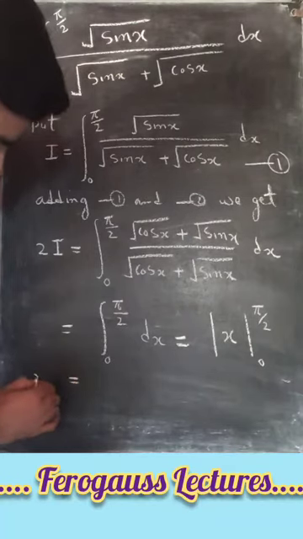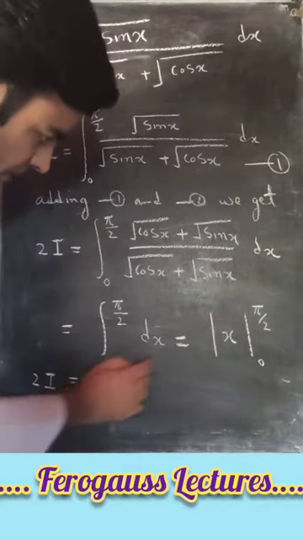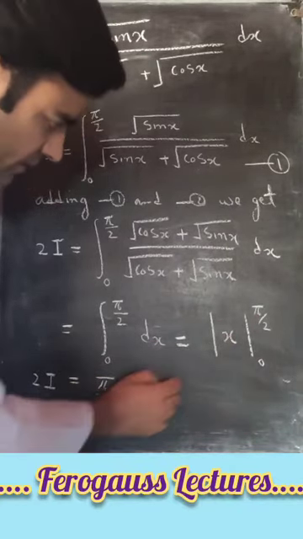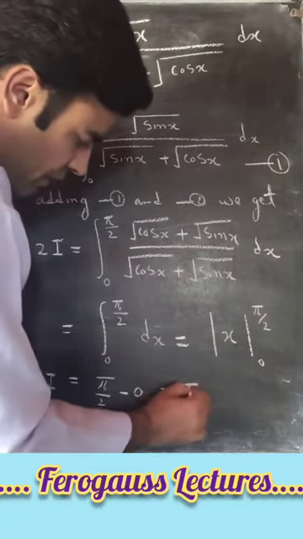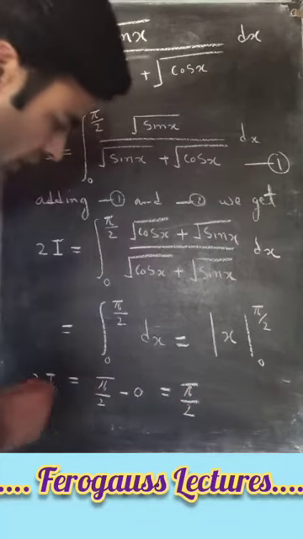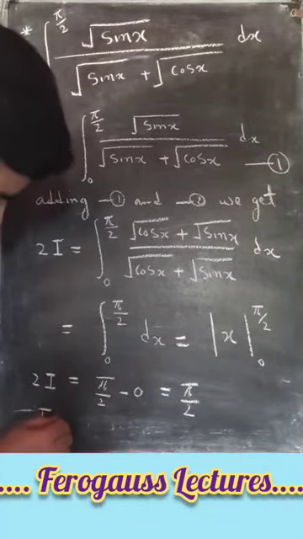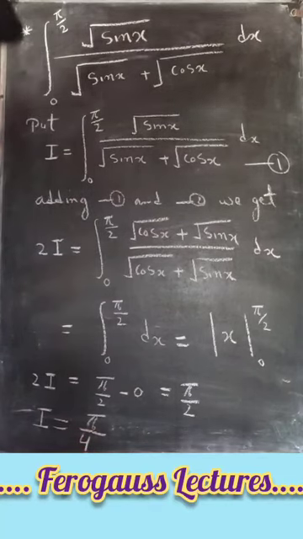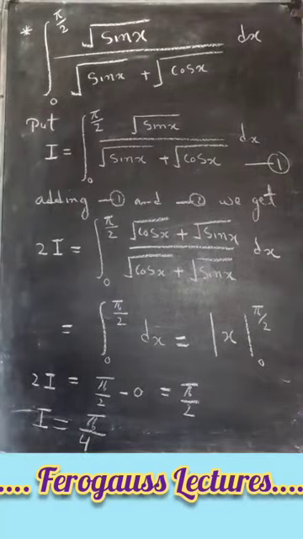2I is equal to pi by 2, replace x by pi by 2, so we get pi by 2 minus, replace x by 0, minus 0, so that is equal to pi by 2. So we get 2I is equal to pi by 2. That means I is equal to pi by 2 into 1/2, that is equal to pi by 4. That is the answer. So this completes the question.